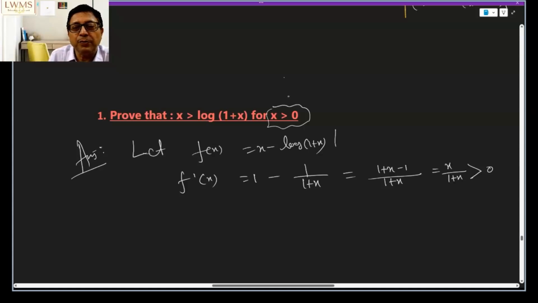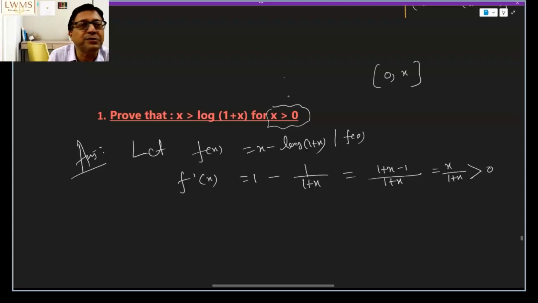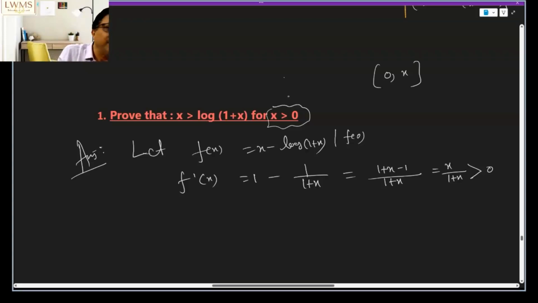And what is the value of f(0)? That also you check. We are taking the interval 0 to x. There we are going to compare. Then it will be done. You also have to select the interval not AB, but 0 to x, because x greater than 0 is given. So f(0) is what? 0 minus log 1, that is 0 only.